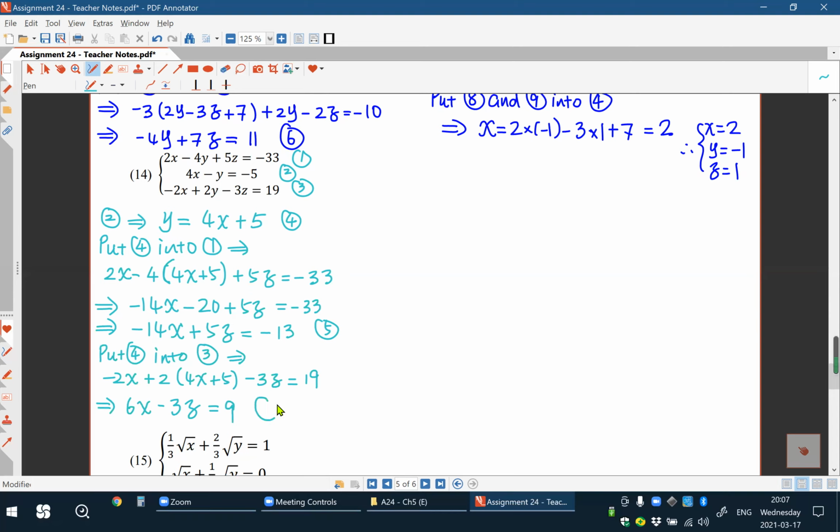Okay, let's label this with number 6. Actually, you can further simplify this by dividing both sides by 3, right? And this will give you 2x minus z equals 3.